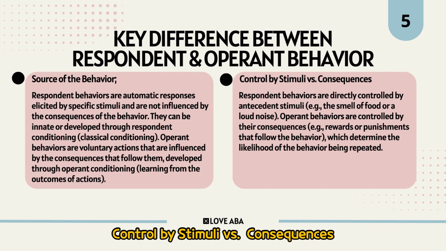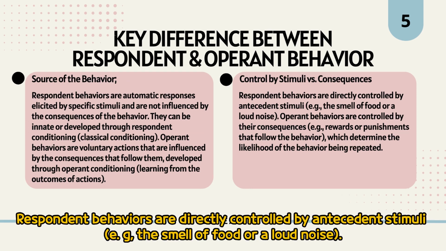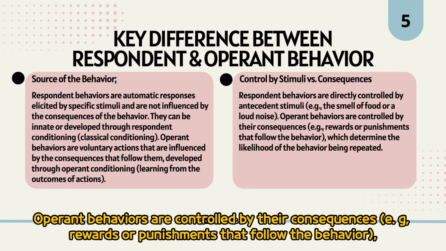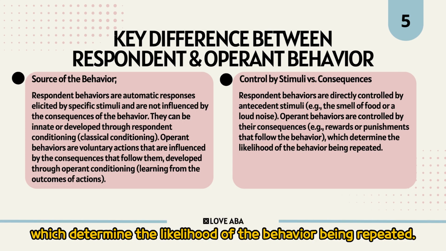Control by stimuli versus consequences. Respondent behaviors are directly controlled by antecedent stimuli. Example, the smell of food or a loud noise. Operant behaviors are controlled by their consequences. Example, rewards or punishments that follow the behavior, which determine the likelihood of the behavior being repeated.